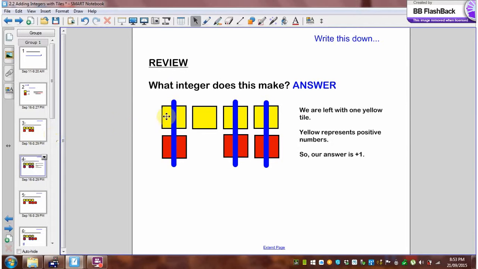So what I did is I just canceled out my pairs with my blue lines. Because remember what we said, a yellow tile and a red tile, a positive 1 and a negative 1 make 0. So they cancel out. We can cross them out, and we are left with one yellow tile. Remember, yellow tiles represent positive numbers, and we have one of them. So our answer is positive 1. Hopefully you got that. If you did, great. If not, see if I'm available and ask if I can give you a hand. If you got that answer, let's move on.